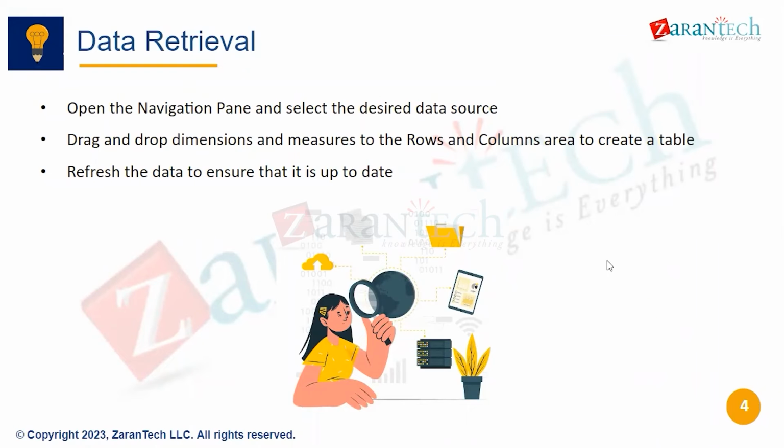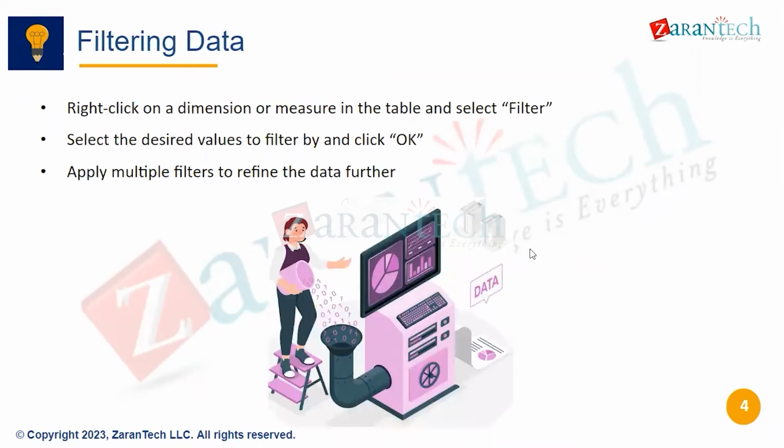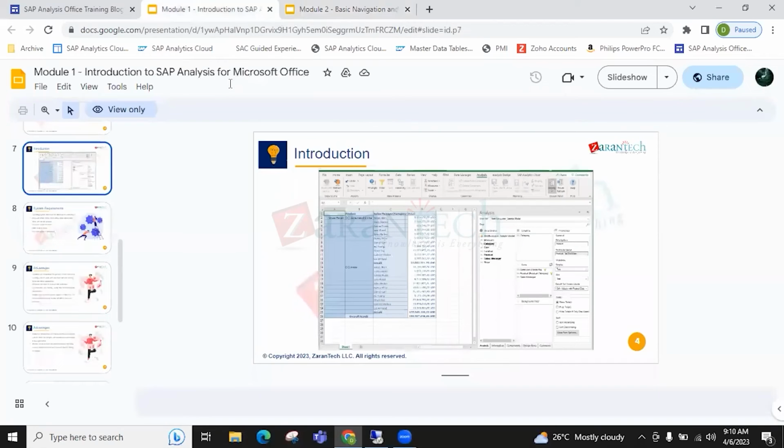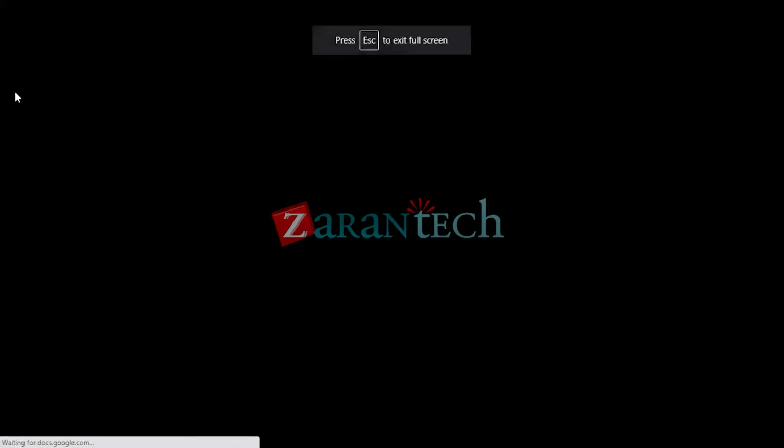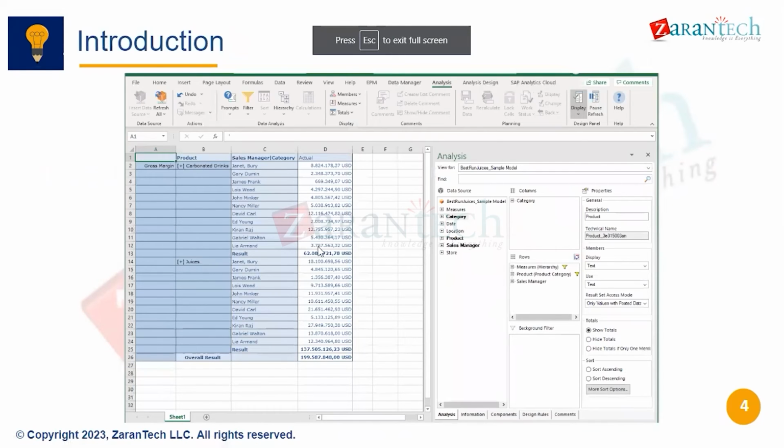I will show you filtering the data. Click on the dimension. As I said, filter by range, filter by members. One thing you have to understand: in this entire Analysis for Office, you can do all the navigation either from here at the top, or by right clicking within the table and opening up the context menu.